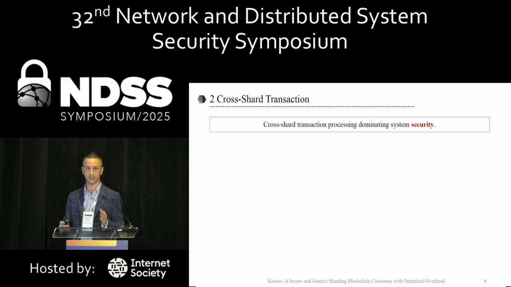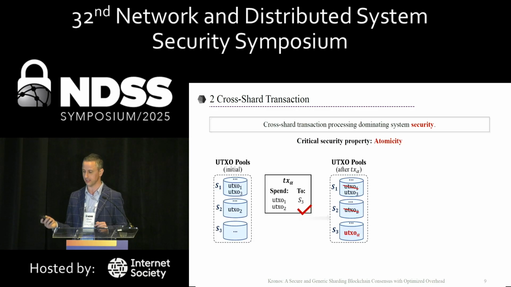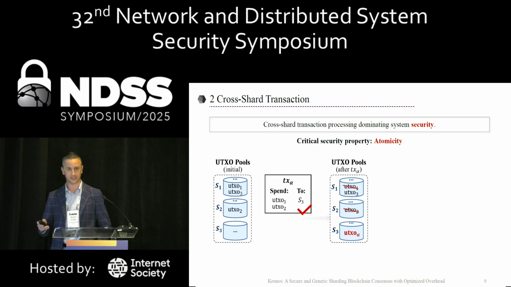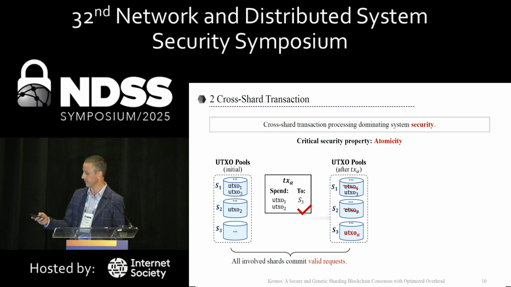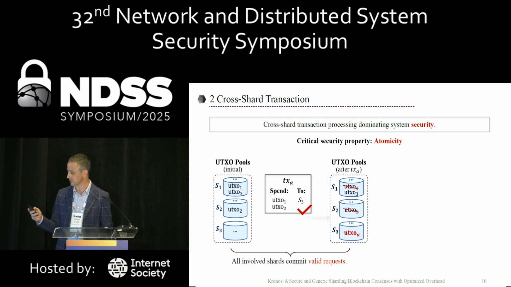Particularly for security, we need to take care of atomicity. It means this all-or-nothing principle. Let's take a look at an example. Here we have a transaction alpha involving unspent transaction outputs 1 and 2 that belong correspondingly to shards S1 and S2. In this case, we have a successful transaction, so all of the information will be correctly committed in the output. This will be the output state.